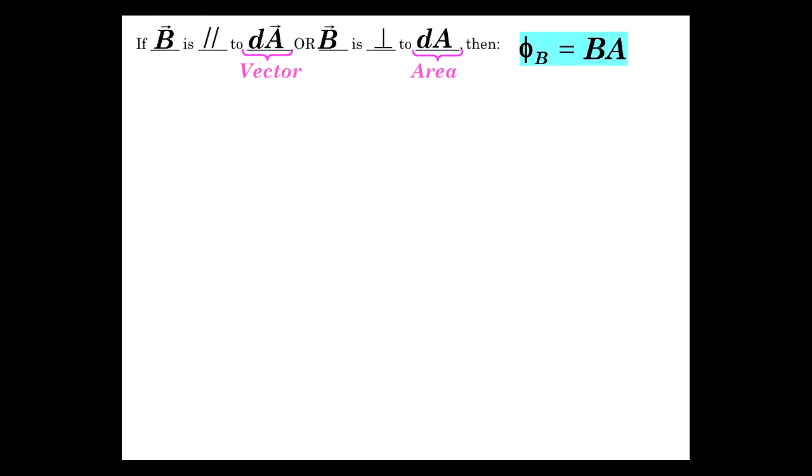Now, if the magnetic field is parallel to the vector dA, which is really perpendicular to the area itself, not considering the vector nature, then the magnetic flux is BA, right? And that's Tesla, magnetic field intensity, times meter squared, that's the units, Tesla meter squared, and that is the definition of magnetic flux, or Webers. So Weber is a Tesla meter squared.